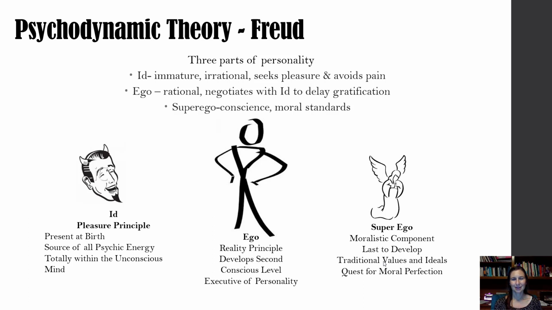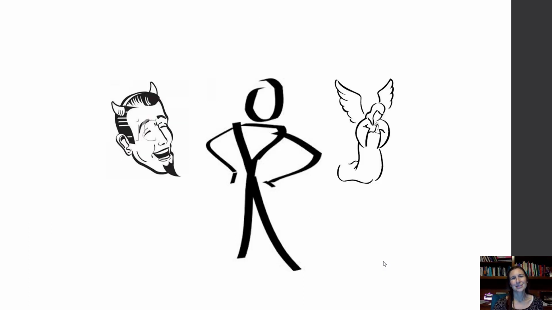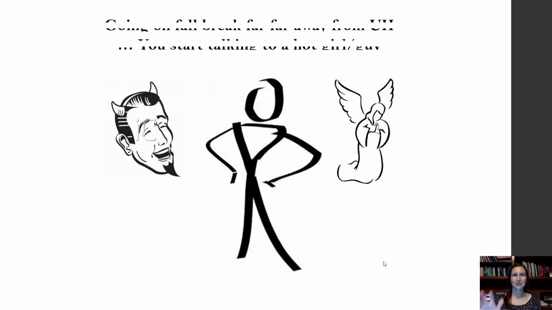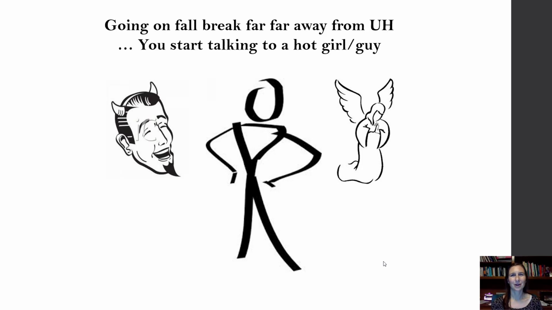So basically, like I said before, energy is flowing between these three components. And the ego's job is to keep the id and the superego contained, basically. So let's try an example. Say you're going on fall break far, far away from University of Houston, and you start talking to a hot guy or a hot girl. You're at this party, you start talking to this hot person. What is your id going to say? What is your ego going to say? And what is your superego going to say?